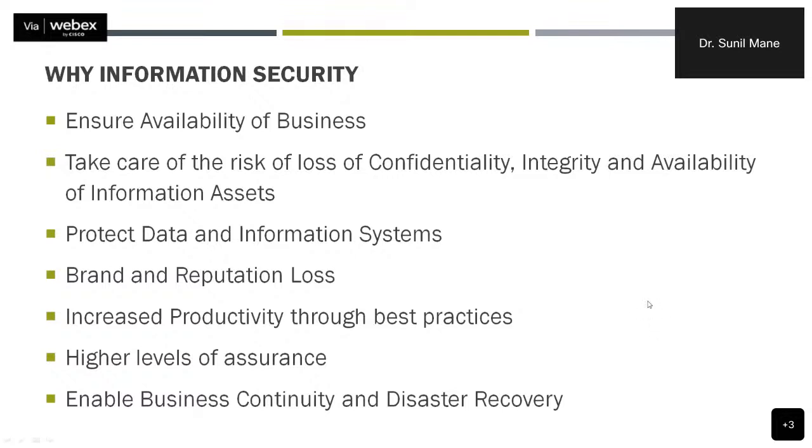Why is information security required? Because we have to ensure the availability of the business. Imagine a banking service is not available at a certain point of time, say it is off for 10 or 15 minutes. Even if the service is unavailable for that short period, people will panic, and it will definitely hamper the business of the whole organization. That we cannot compromise. That's why the availability of information and of the particular service is a very important aspect, which has to be taken care of by information security. That is the first thing. Secondly, we have to take care of the various risks of loss of confidentiality, integrity, and availability of the information assets.